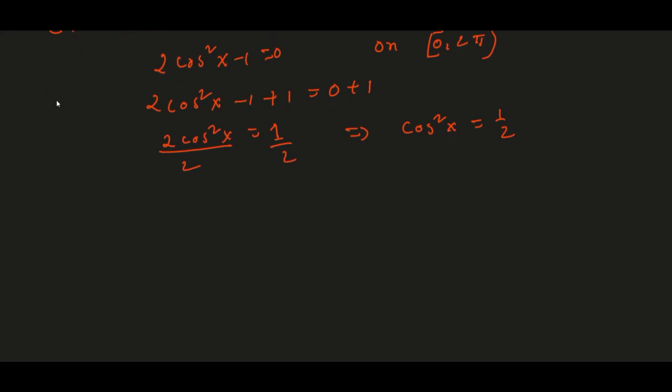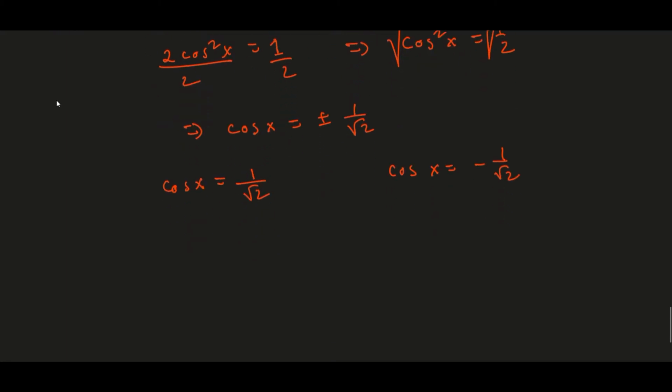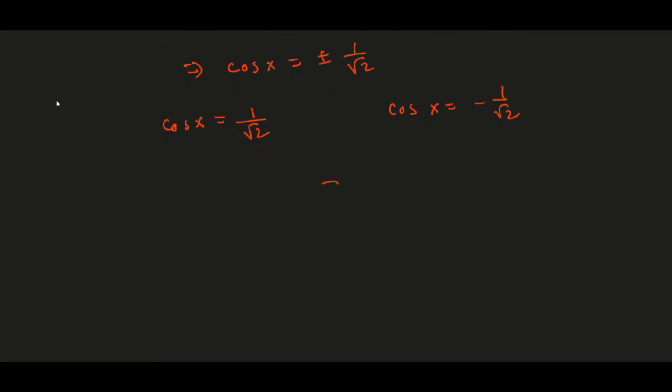Now if we take the square root of both sides, we get cosine x equals plus or minus 1 over root 2, which can be split as cosine x equals positive 1 over root 2 and cosine x equals negative 1 over root 2. Now if we look at the unit circle, cosine x is positive only in the first quadrant and the fourth quadrant.